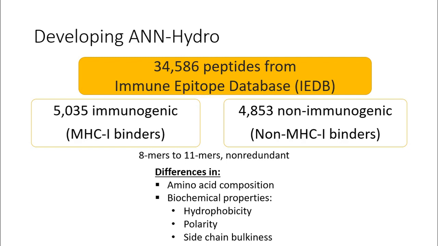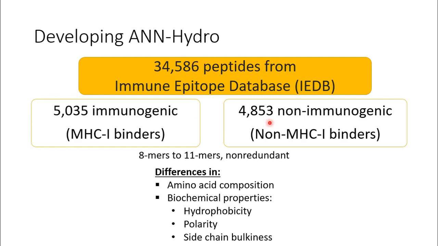To understand the biochemical basis of differences between peptides that are recognized by cytotoxic T cells as immunogenic epitopes and peptides that are non-immunogenic, over 34,000 peptides were retrieved from the IEDB, which is the Immune Epitope Database, a publicly available database hosting epitope prediction algorithms. Of these, 5,035 immunogenic epitopes that were 8 mers to 11 mers, they were non-redundant peptides. They were reported to be MHC1 binders and are referred to here as immunogenic.